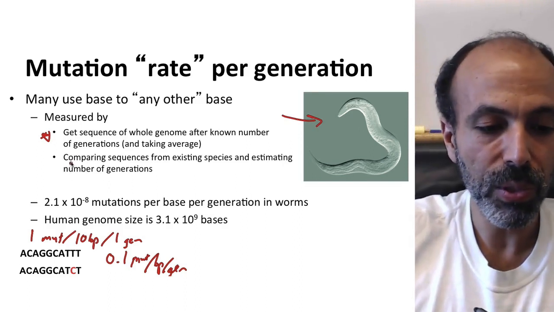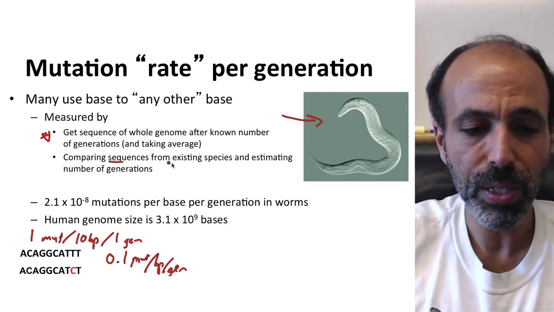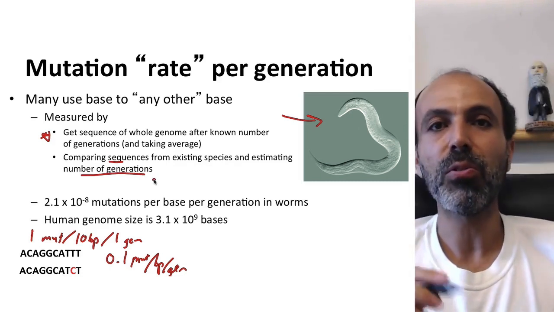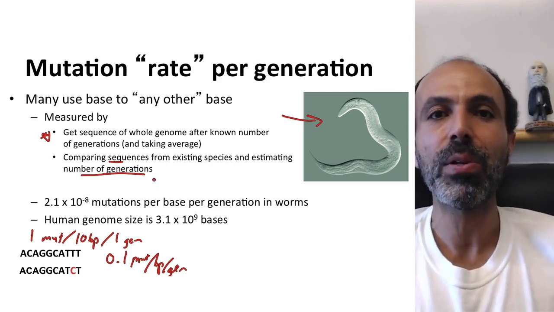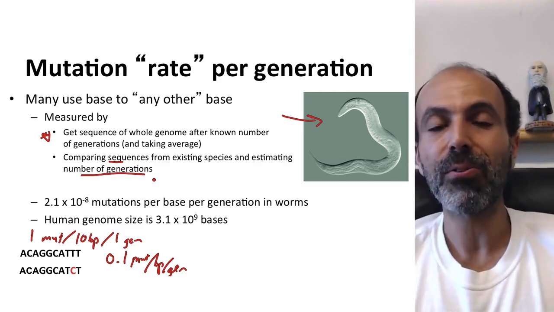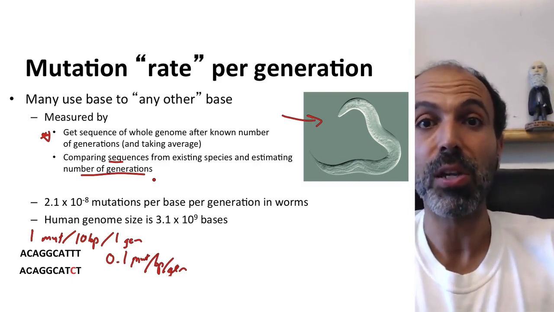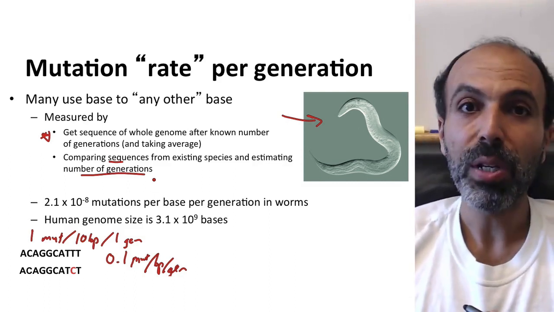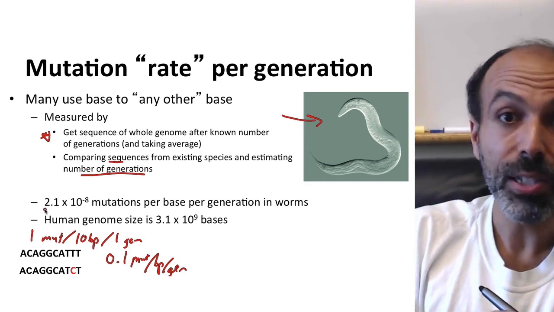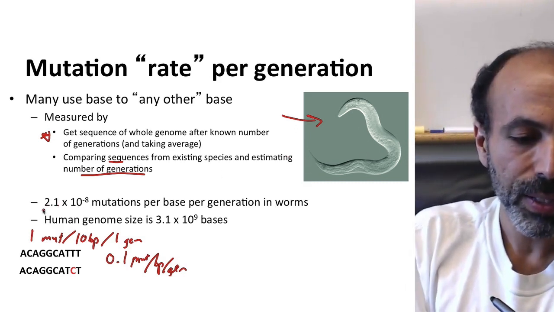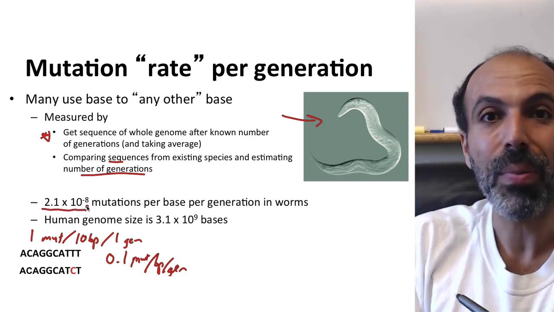Now, another thing people will do is to compare sequences from existing species and estimate the number of generations. So, for example, if you could get a guesstimate of how many generations there are that distinguish humans from chimps, and you counted all the base differences between humans and chimps, you could get a mutation rate from that as well. So let me give you a couple of real numbers. This is an estimate of a mutation rate from worms for these C. elegans model systems. So it's 2.1 times 10 to the minus 8.